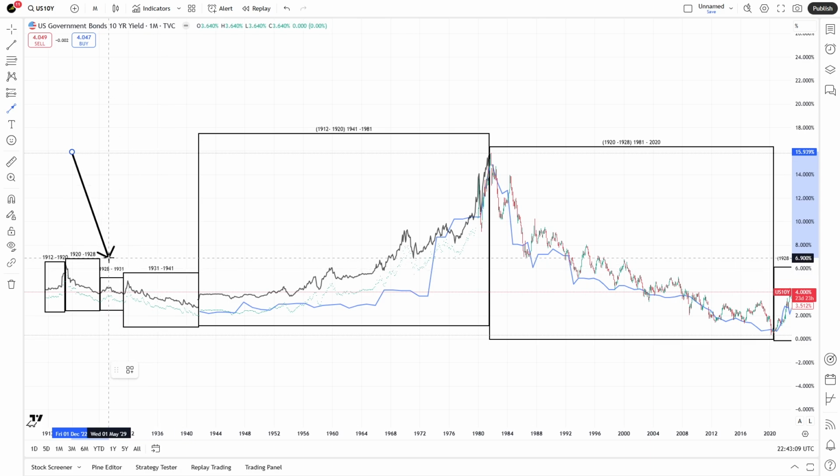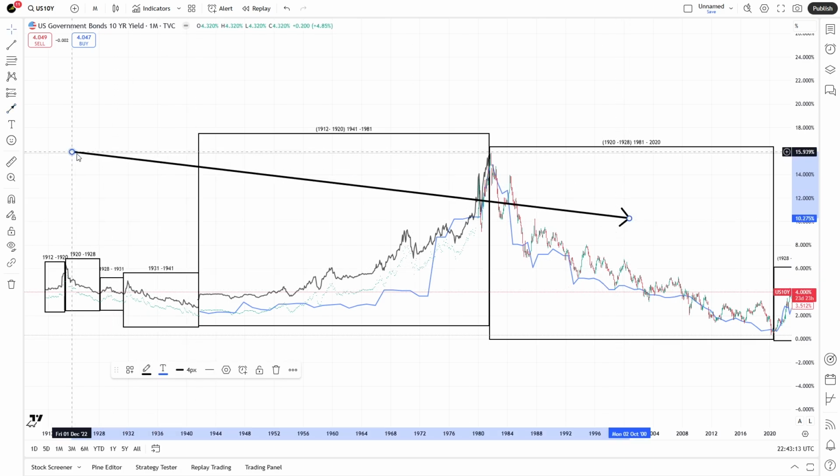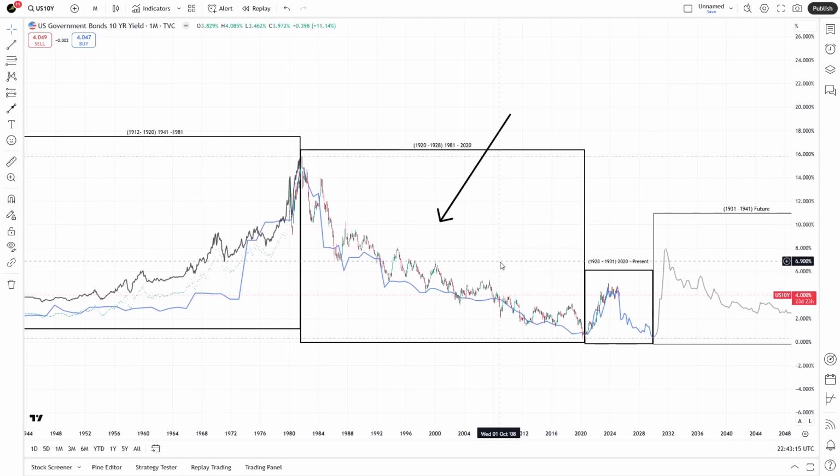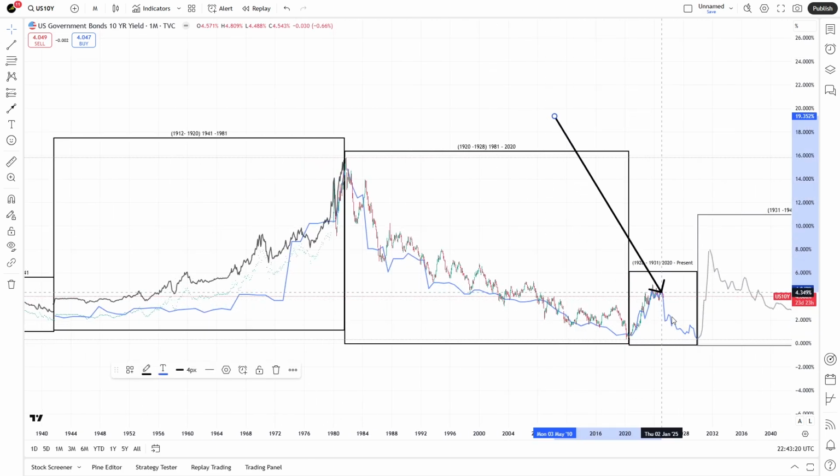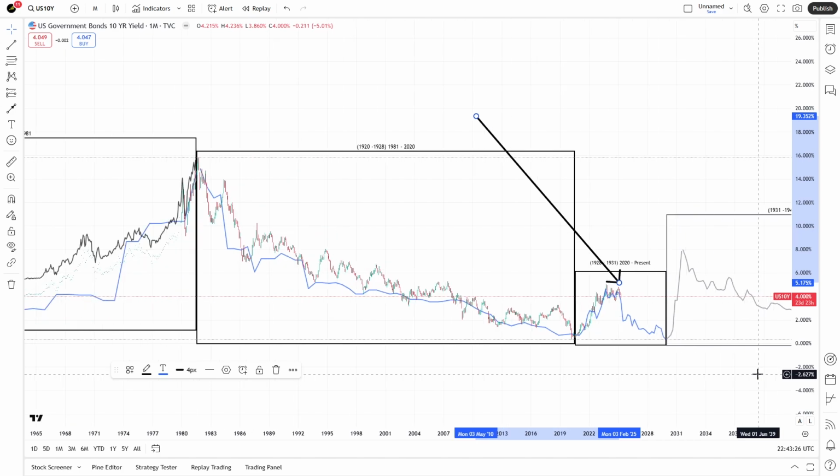After this, from 1928 to 1931, this is where the cool correlation takes place. So let's take a look at it. From 1928 to 1931, it basically does a wave, if you will. Well, from 2020 to now, we have been doing the same thing.